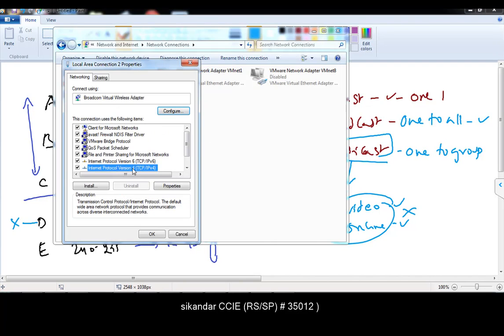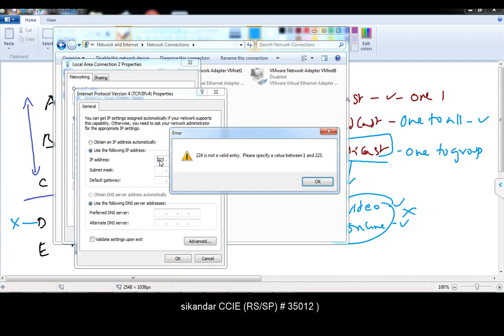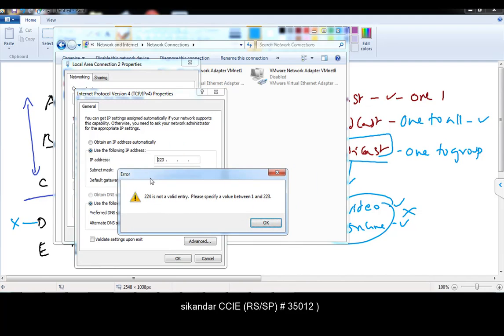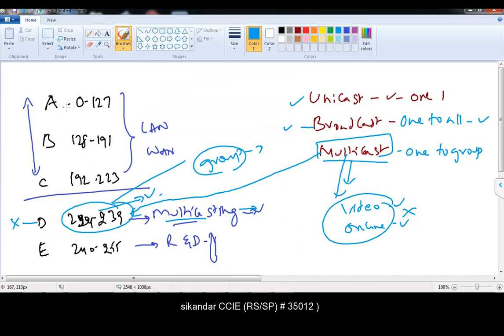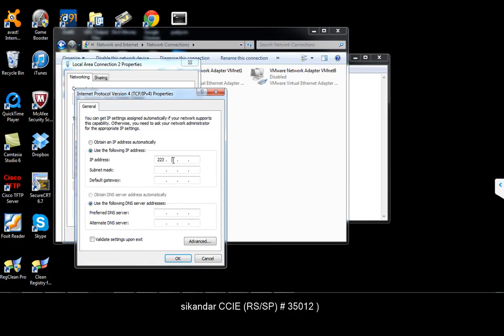I can show you there. Like I go to TCP/IP here, and if I go to my properties and try to assign some address like 224, when I type 224, you can see it is saying it's not a valid entry. Please specify the values only between 1 and 223. Here you can see 0 is not valid again. So 1 is A class, and 223 is the last address of C class. Anything beyond that you cannot use in any network, so it will not accept. But you can use the remaining addresses till 255, because the first portion only differentiates the class.